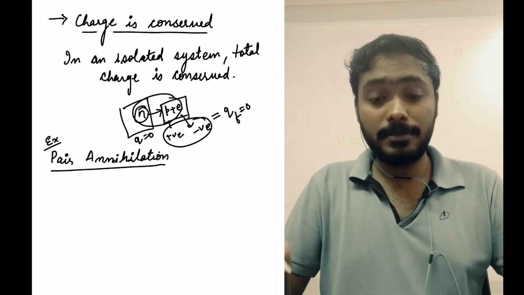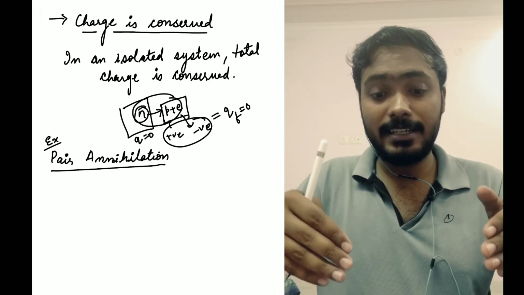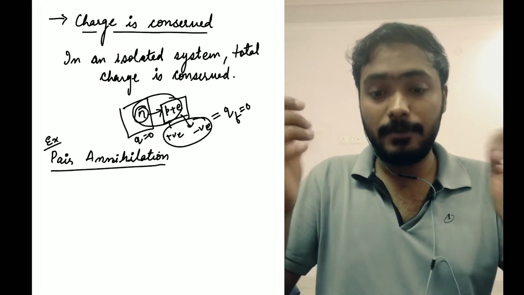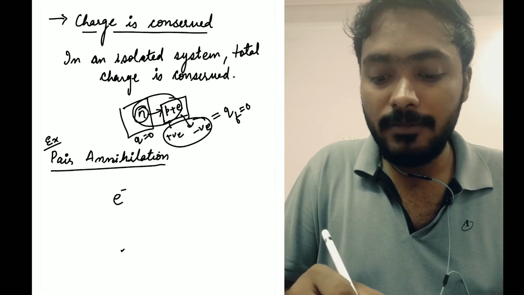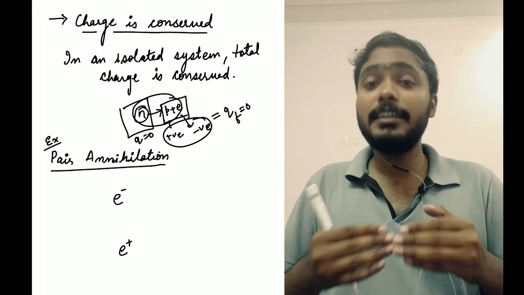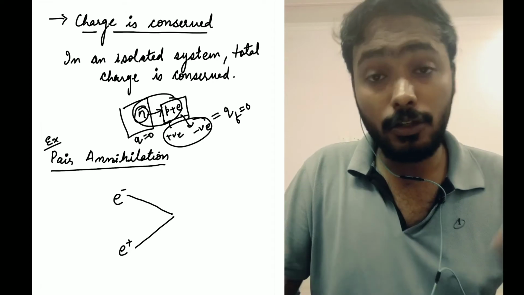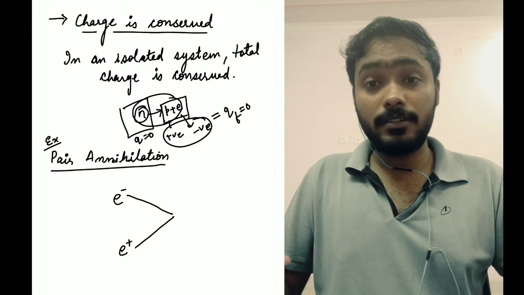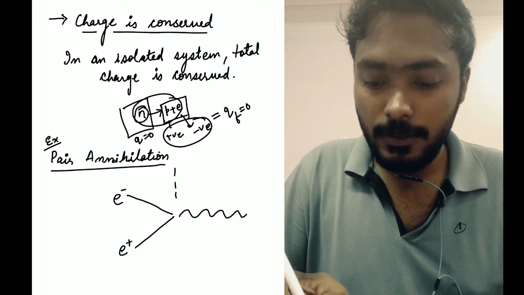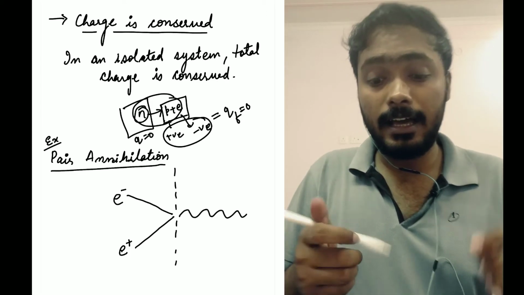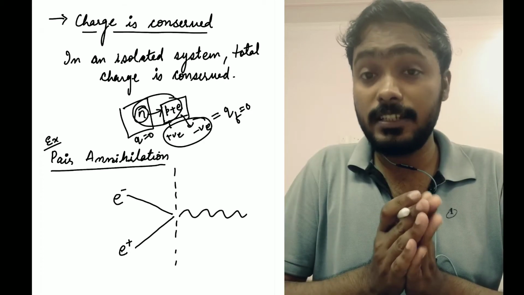Okay, we can take one more example. One of the famous examples is pair annihilation. It is a process in which, let me explain, we have an electron, e minus, and a positron. Positron is the antiparticle of electron. So what happens is they come together, collide and destroy each other, and pure energy is formed, right?